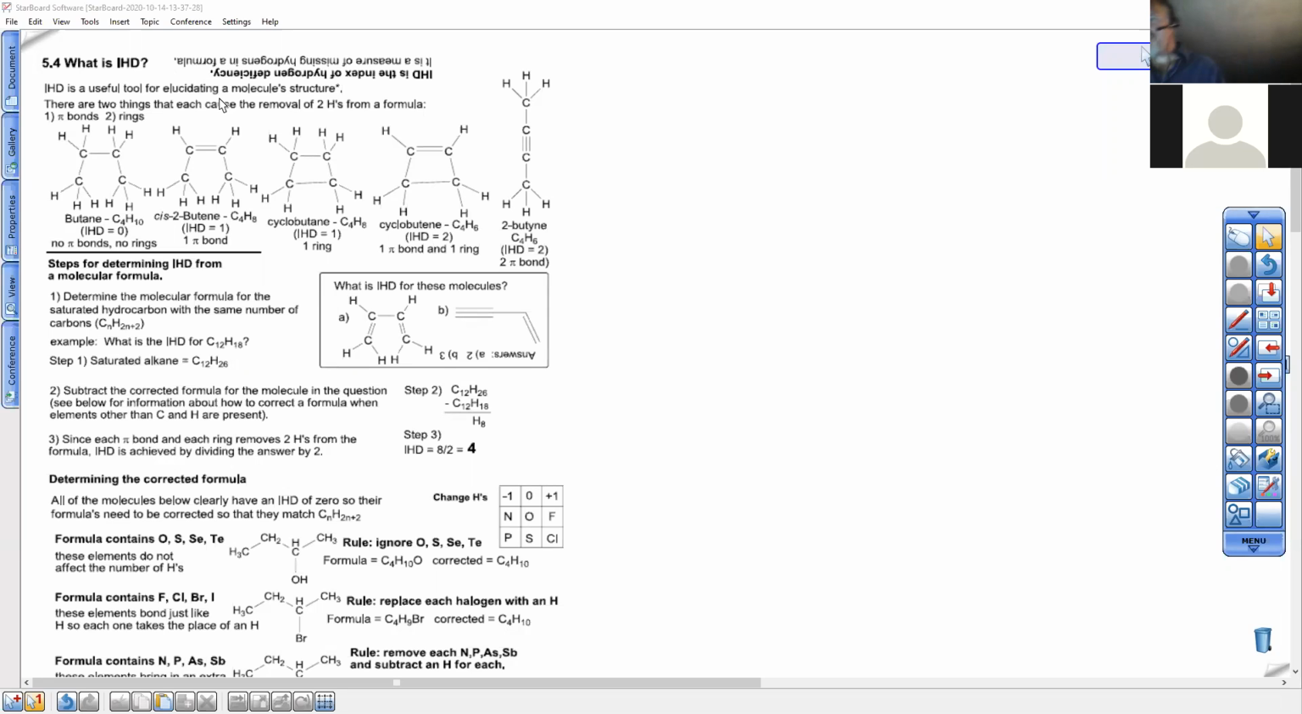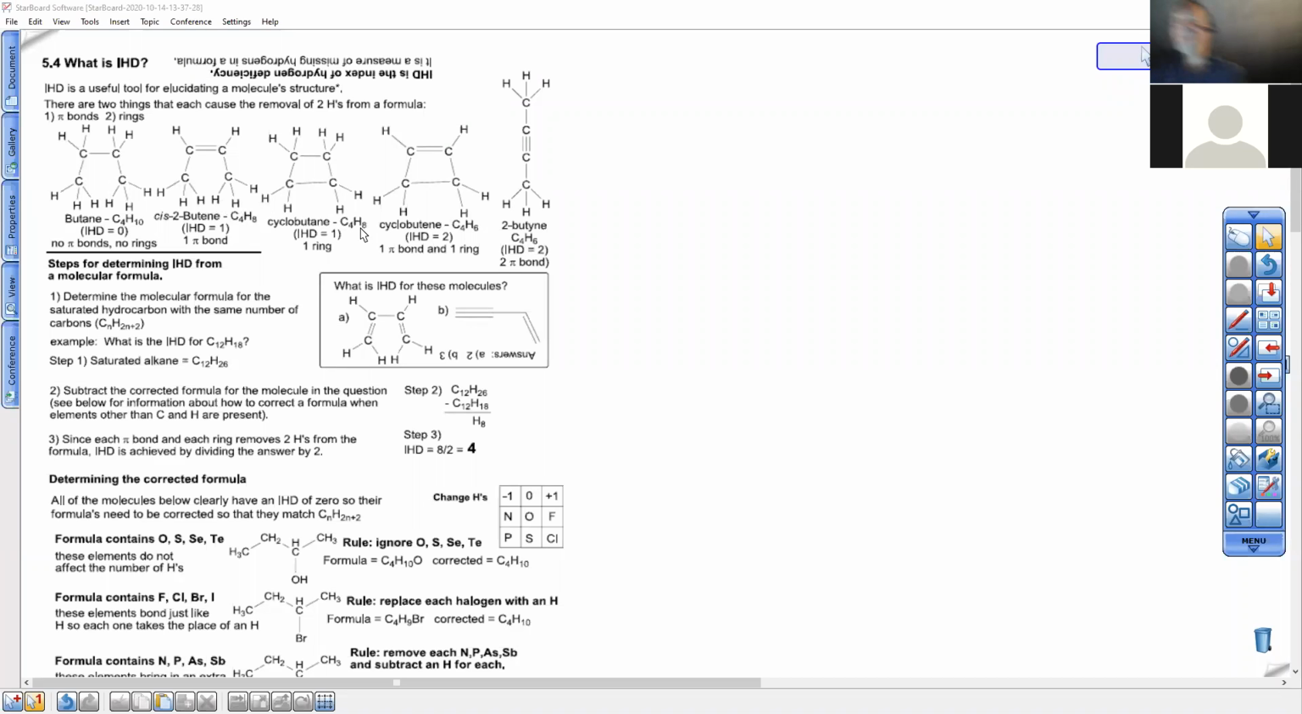Making a pi bond in a molecule that used to be C4H10, which is saturated, means you removed two H's so you could make the pi. Every time you remove a pair of hydrogens, we say you have created an IHD of 1. So it's always pairs of hydrogen you remove to make either pi bonds, or if I remove this H here and this H here and connect the carbons on the end, we get a ring, and we also get an IHD of 1 as evidenced by the formula.